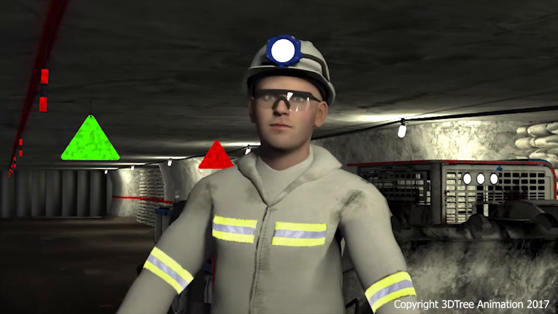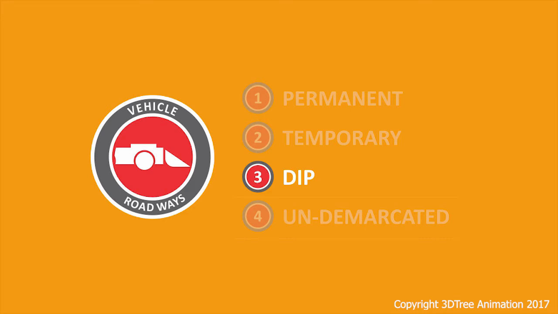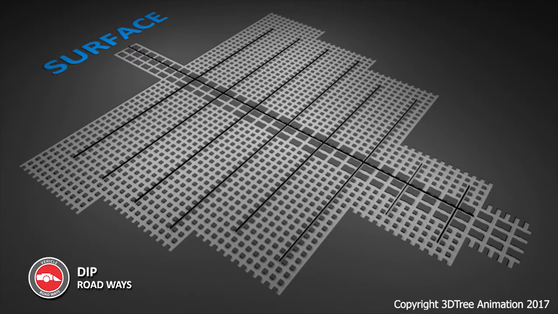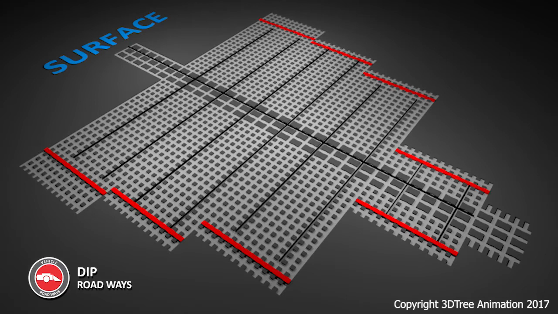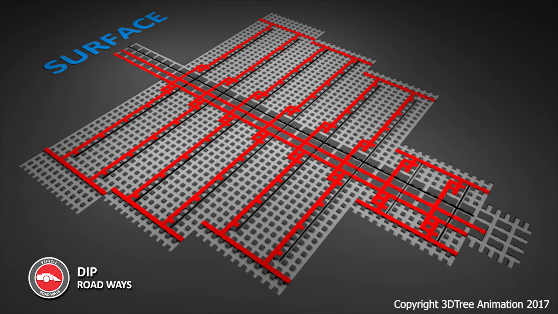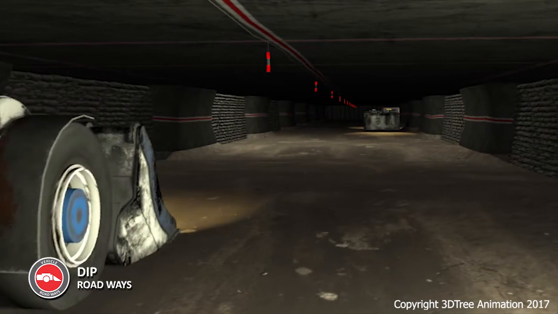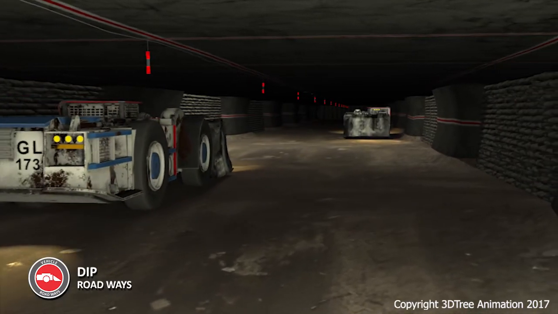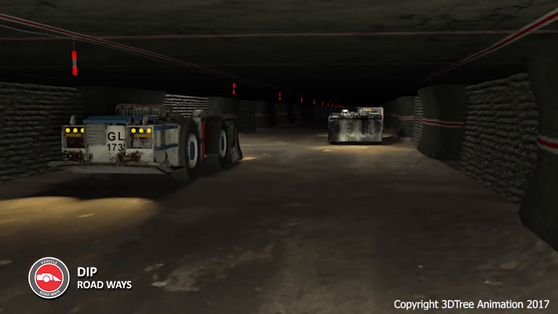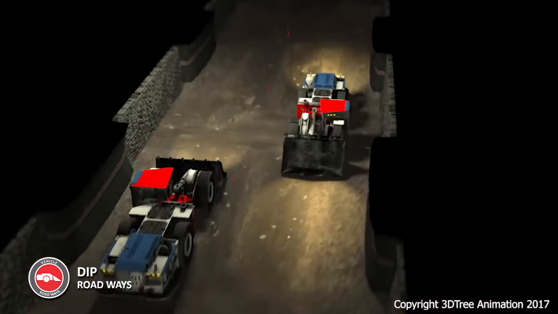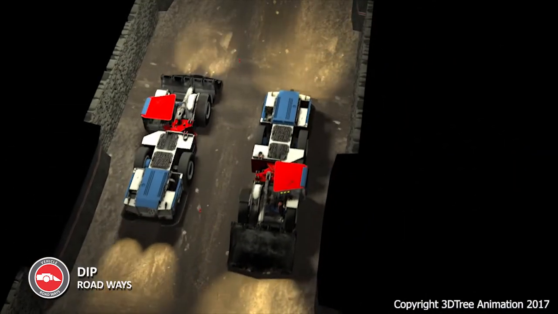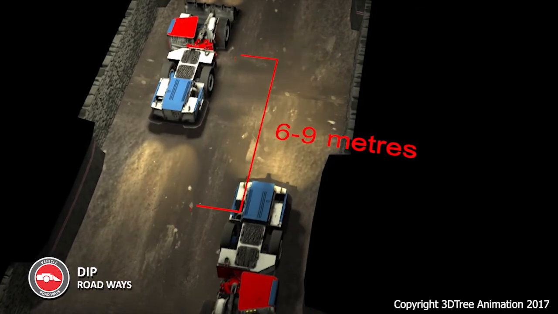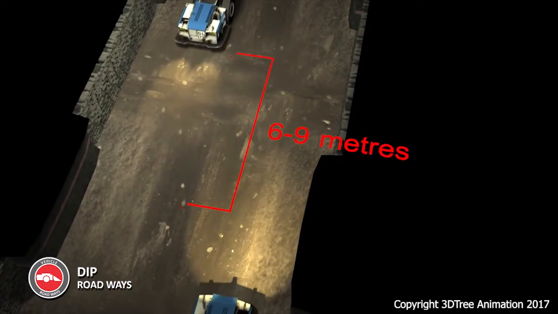Let's look at the next one, dip roadways. The dip roadway is located on the dip side of the panel. The dip roadway flows into the permanent roadways that form the back areas. The main function of the dip roadway is to provide a safe passage where TMMs can travel up and down a section with minimal interaction with pedestrians. Dip roadways should have red sparkle sticks spaced 6 to 9 meters apart.